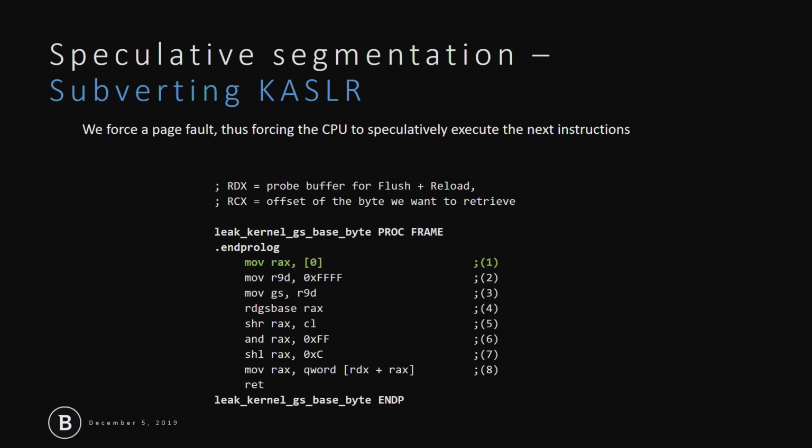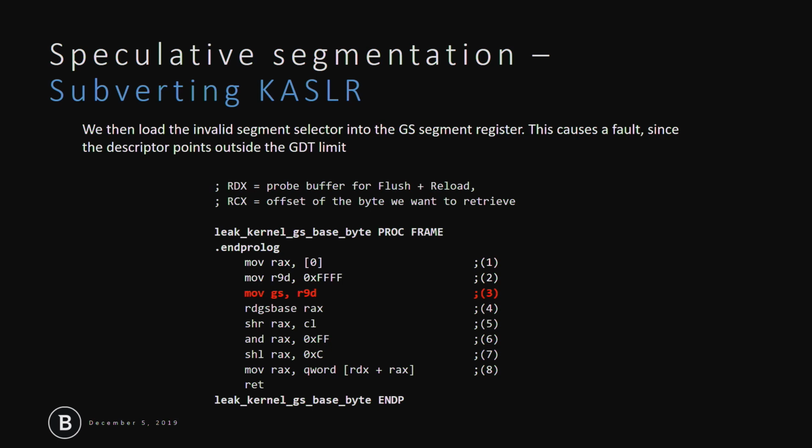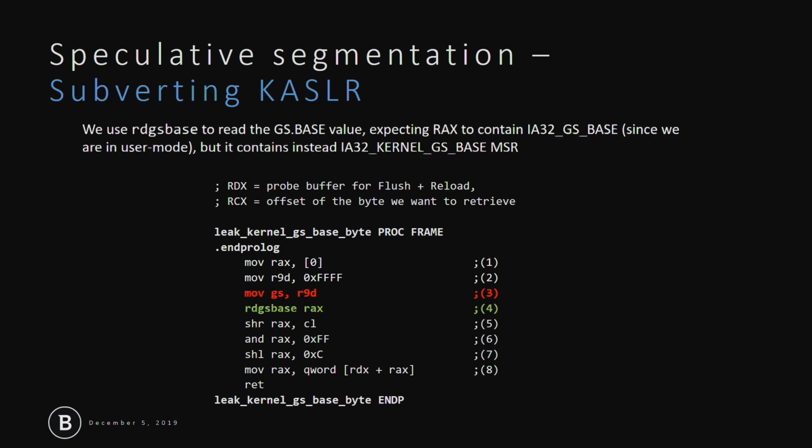So first, we force a page fault and force the CPU to speculatively execute all the next instructions. Next, we load an invalid segment selector into register R9. That selector is way outside the GDT limit. We then load the invalid segment selector into the GS segment register. This would cause a fault, since the descriptor points outside of the GDT limit. And next, we use RDGSBASE, a valid instruction in ring 3, to read the GS base value.